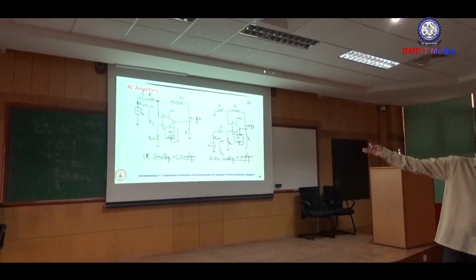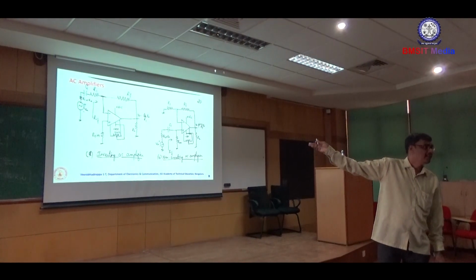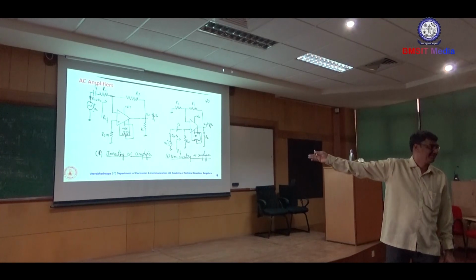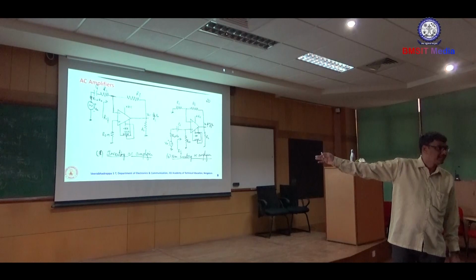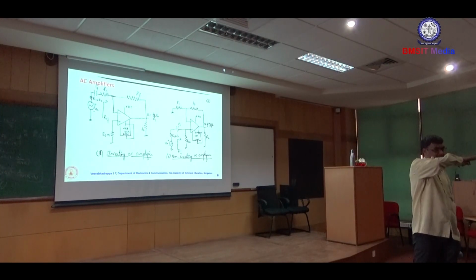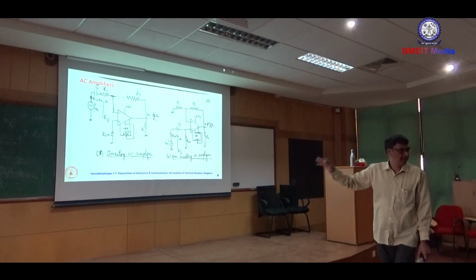At F equal to FC, the gain is 1 by root 2. That is nothing but the 3 dB cutoff frequency. That is F equal to FC, which is the 3 dB cutoff frequency. Below it the gain reduces, and above it the amplifier maintains the constant gain. That is one way of analysis.